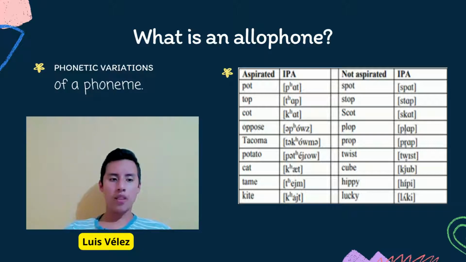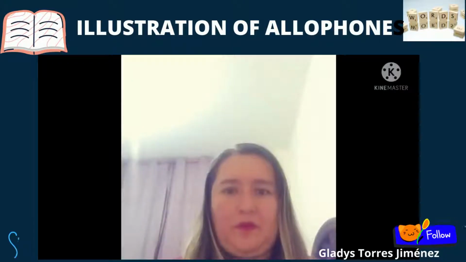Speakers of a language often have difficulty hearing phonetic differences between allophones of the same phoneme because these differences do not serve to distinguish one word from another. For example, the phoneme P is pronounced with aspiration, the allophone PH, in pot, but without aspiration, P, in spot. Likewise, the T sound is pronounced differently in these two words, top and stop.